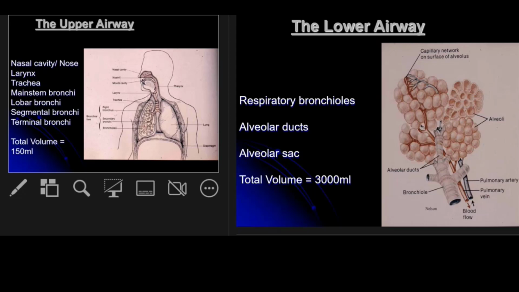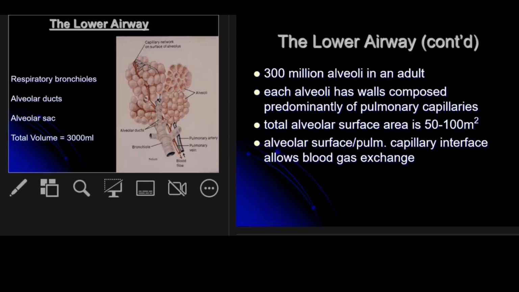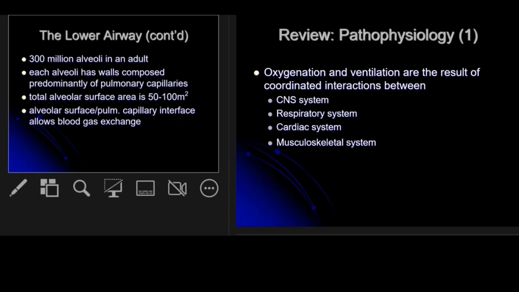So it's pretty small. Now, the lower part of the airway, that's the working part of the airway. That's where gas exchange takes place. That takes place in the respiratory bronchioles, the alveolar ducts, and the alveolar sacs, and the total volume of that is about 3 liters. So if you think about it, you've got 3 liters of gas exchange available, and that's the working part of the lungs, and that's what we rely on to exchange gas. The lower airway consists of about 300 million alveoli in the normal adult.